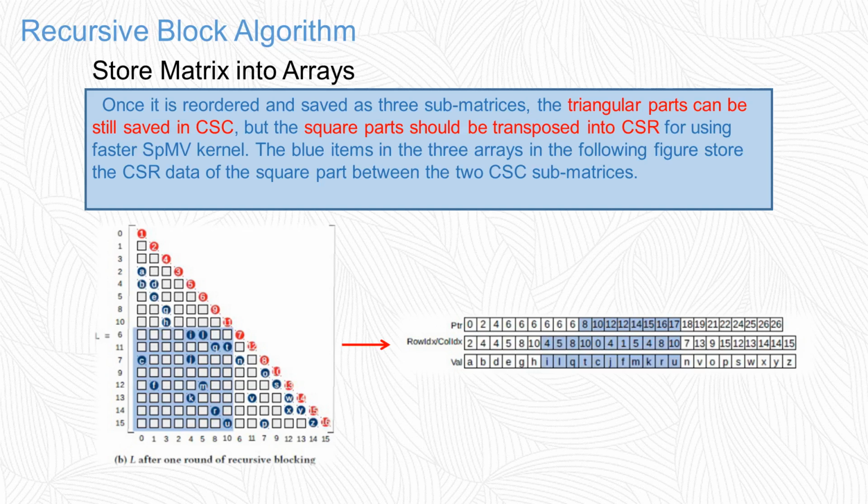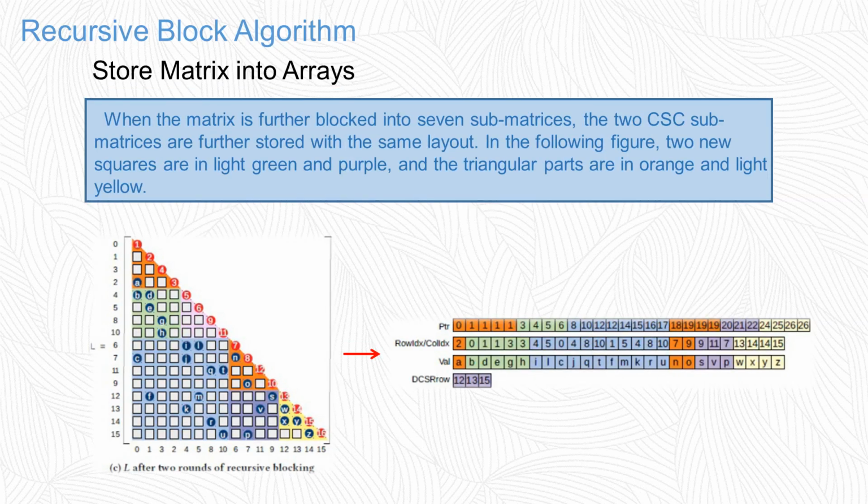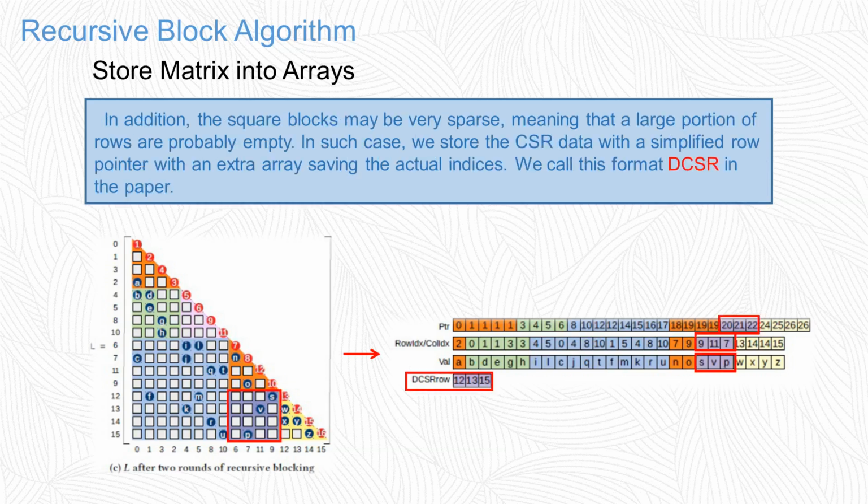The blue item in the three arrays in the following figure stores the CSR data of the square part between the two CSC submatrices. When the matrix is further blocked into 7 submatrices, the two CSC submatrices are further stored with the same layout in the following figure. Two new squares are in light green and purple, and the triangle parts are in orange and light yellow.